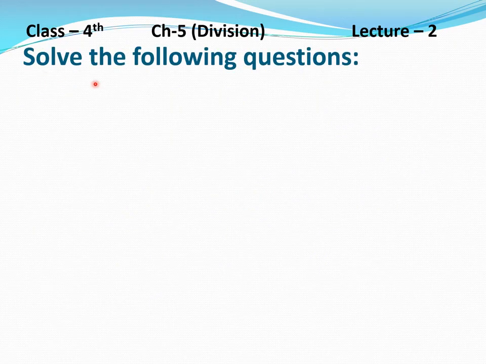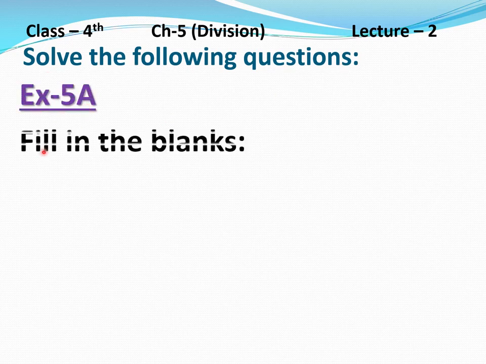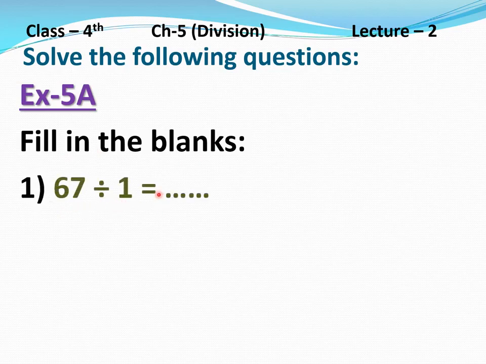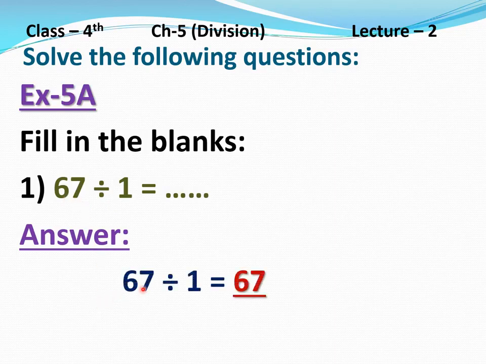Now, solve the following questions. Exercise 5A. Fill in the blanks. First question, 67 divide 1 equal to dash. Answer, if you are dividing any number by 1, you will get the quotient that same number itself. And here 67 divide 1 equal to 67. Clear? So write down 67 divide 1 equal to 67.